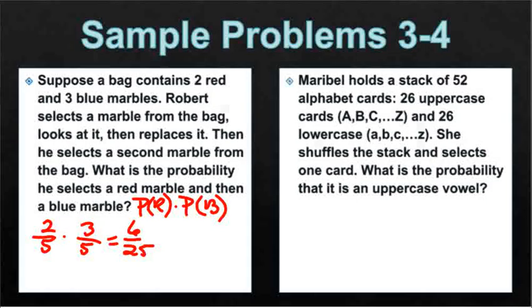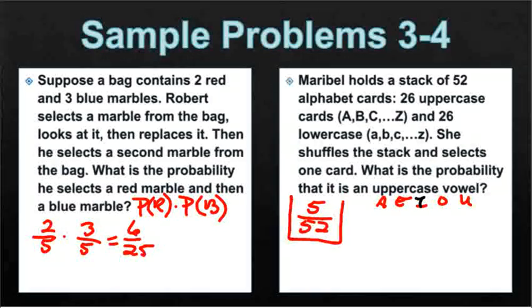So for this one, we can solve it a couple ways. We already know that there's a total of 52 cards. And out of those 52 cards, there are 26 uppercase. But out of those uppercase, how many of them are vowels? And vowels are A, E, I, O, and U. So that is 5. So 5 uppercase vowels out of the 52 would be our probability of choosing an uppercase vowel.